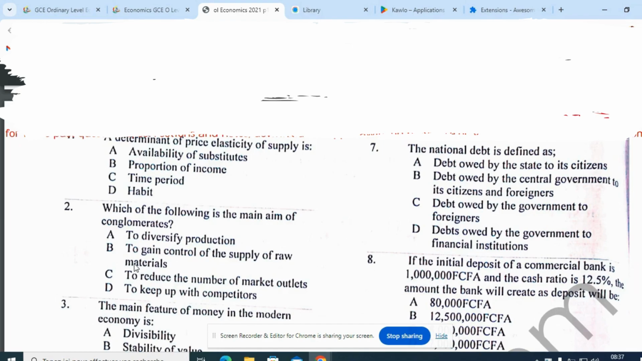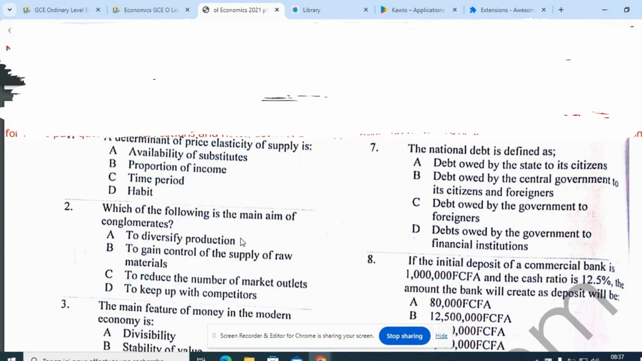Number two, which of the following is the main aim of conglomerates? Right? Which of the following is the main aim of conglomerates? One, we have to diversify production, right? So the correct answer is to diversify production. That is the correct answer for the main aim of conglomerates.